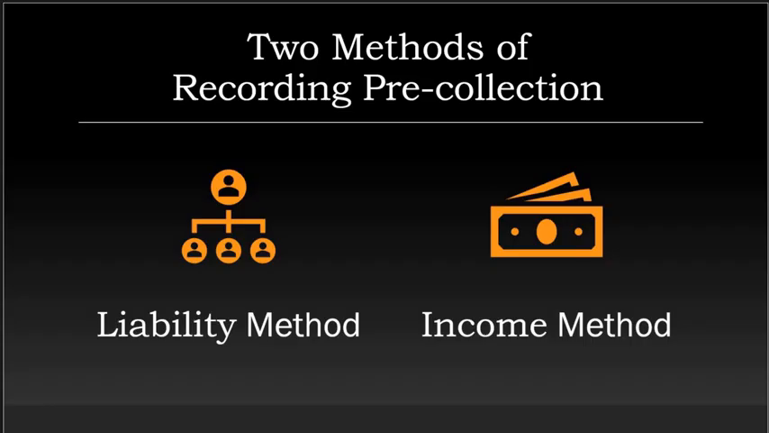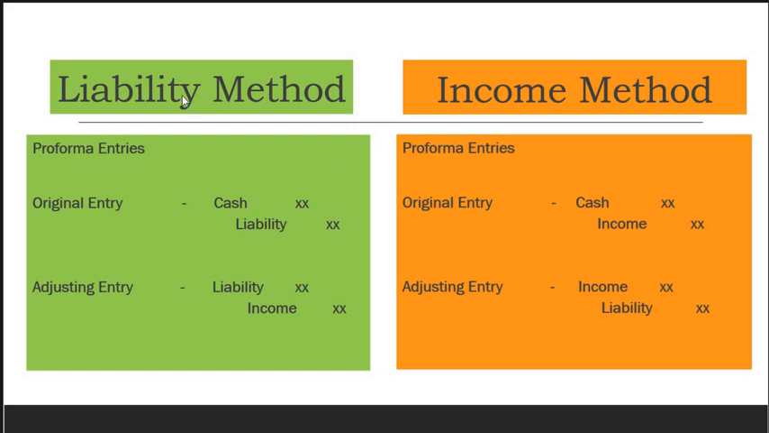So there are also two methods of recording your pre-collection. You can record it using the liability method or the income method. So what is the difference between the two? Under the liability method, it is called the liability method because during the original transaction, the pre-collection or advance collection is credited to a liability account. So usually you use unearned service income or unearned income. Okay? So, that's the reason.